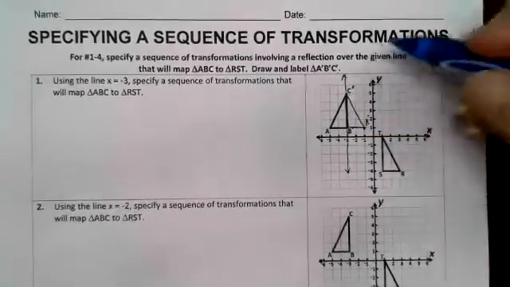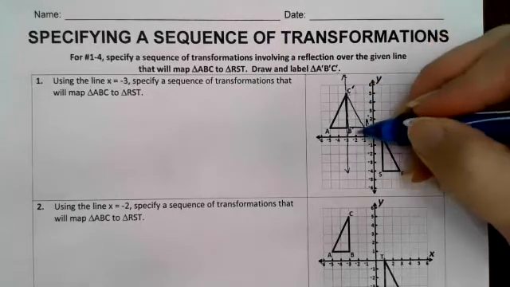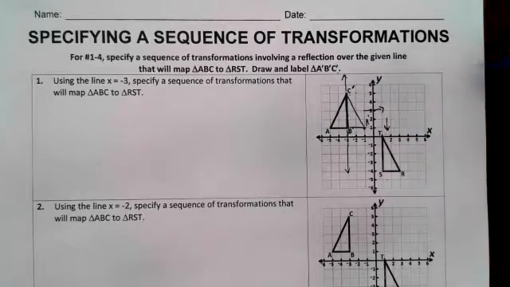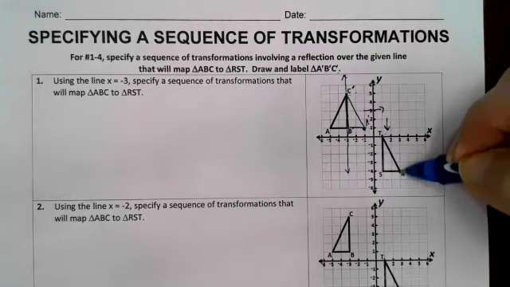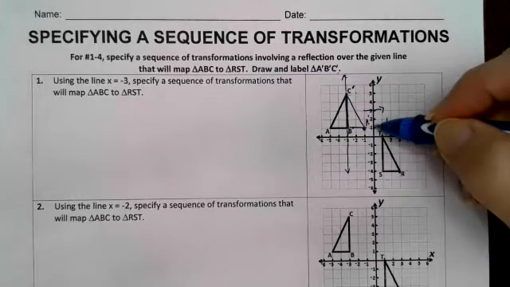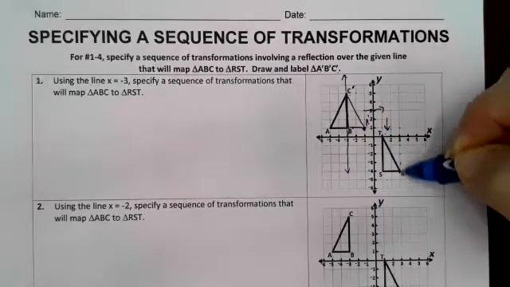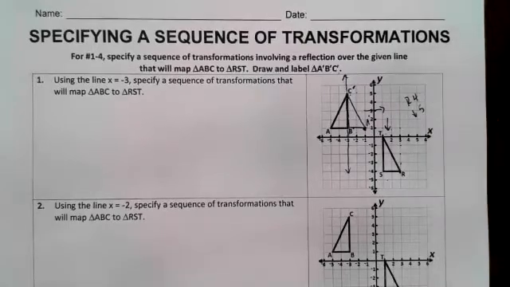I can do it in multiples, but A is going to go to R, C to T, and B to S. So the transformation that I need is a translation. So I'm going to look at my A and go to R, my A prime. I'm going to move it to the right 1, 2, 3, 4, and then down 1, 2, 3, 4, 5. So right 4, down 5.